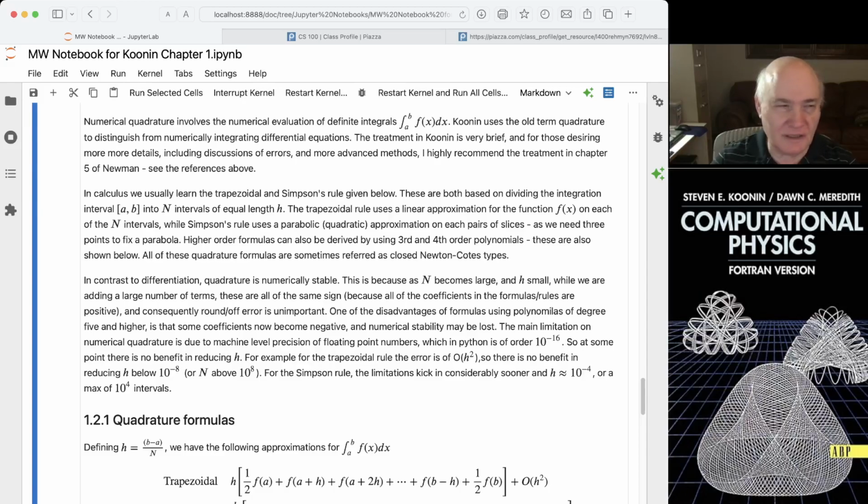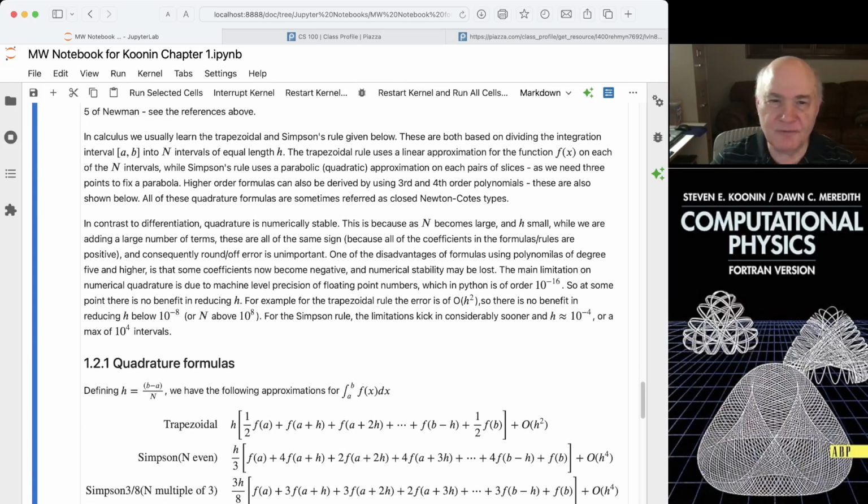It's important to realize that n is the number of intervals, not the number of points. The number of points is actually n plus 1. So if you have 2 intervals, you're going to have 3 points. And the trapezoidal approximation is based on a linear approximation. You just draw a straight line after you divide the intervals. In each interval, you draw a straight line from the beginning to the end, and then you integrate that.